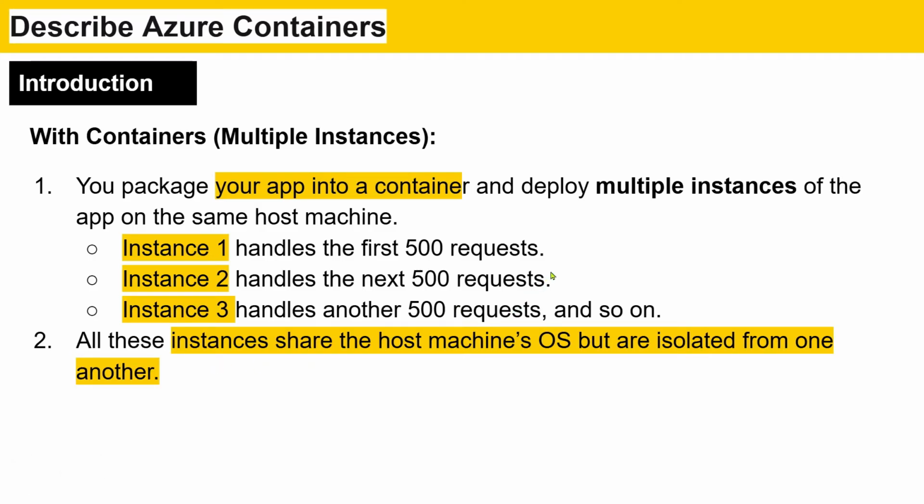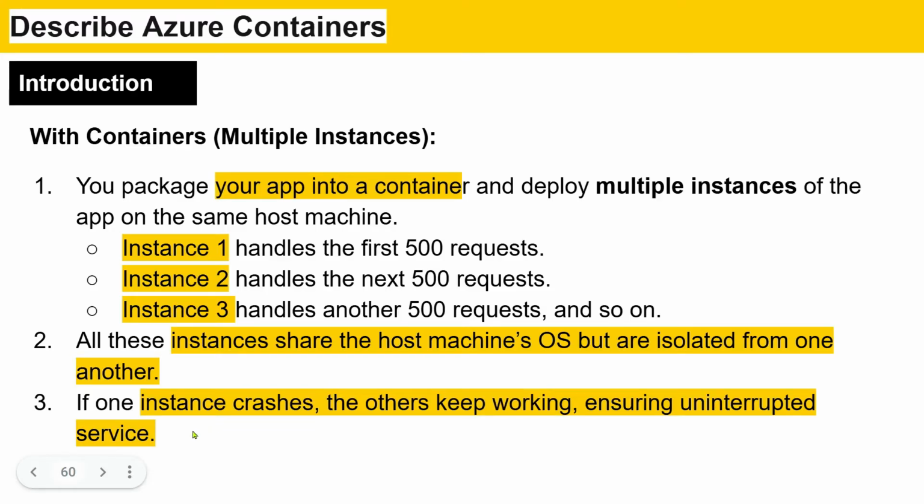It is more like you are isolating. If I go with 3 VMs, in the 3 VMs applications are running individually. The apps will have a similar experience in one VM. That is the beauty of the technology. Using one OS, I am running multiple instances. Now, if one instance crashes, the others keep working, ensuring uninterrupted service. So that is the beauty of Azure containers.